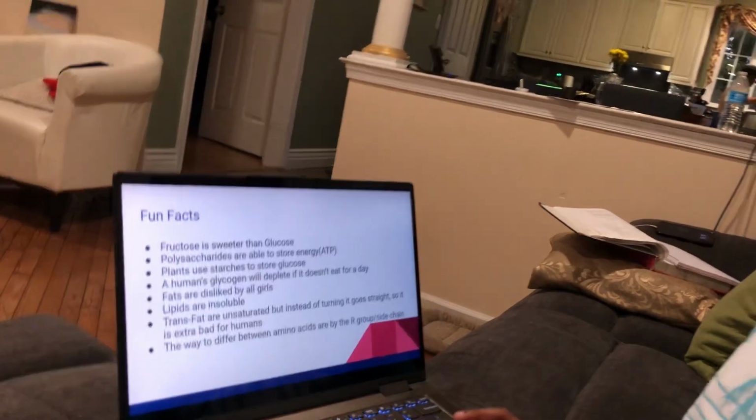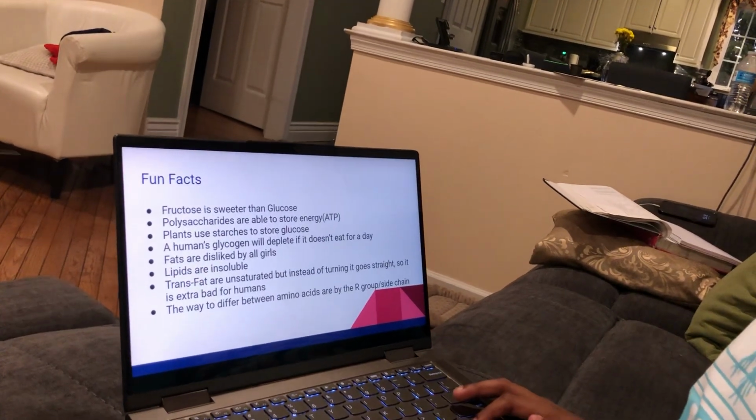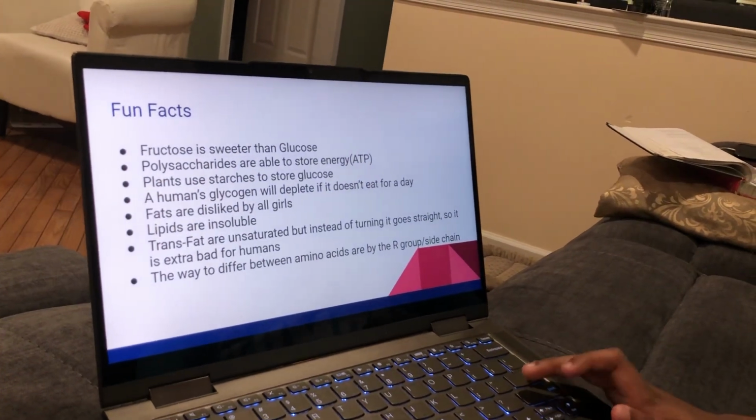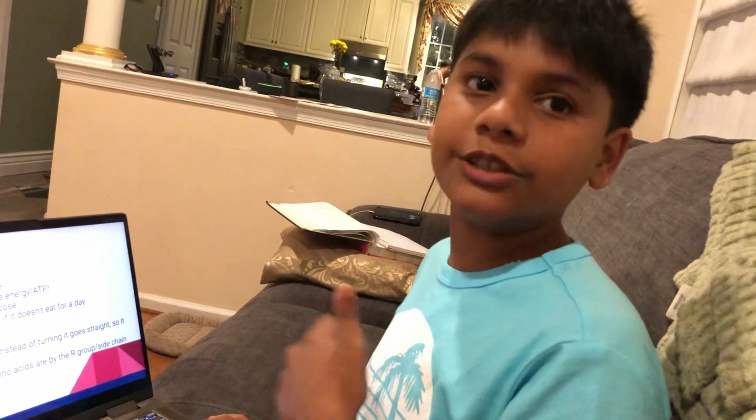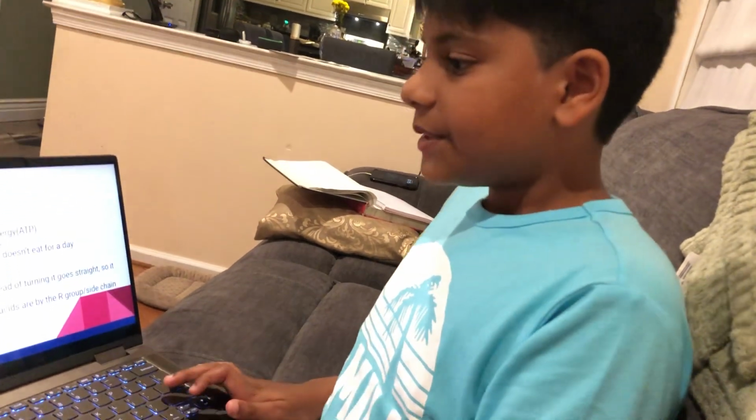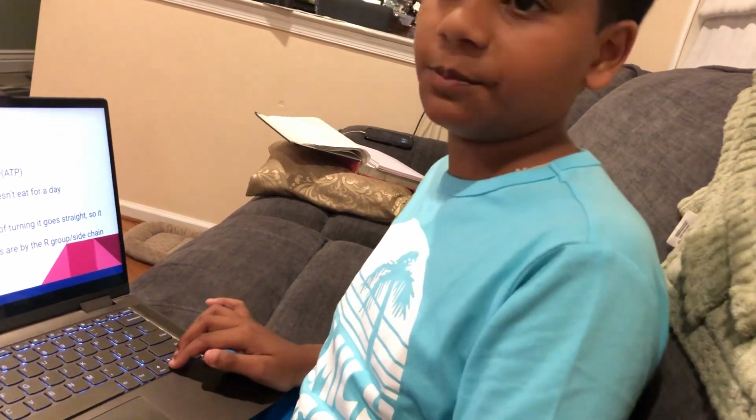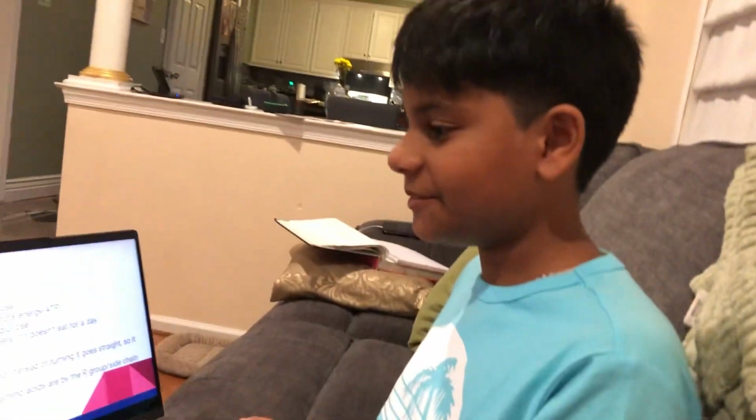And then we have some extras. We have some fun facts. Fructose is actually sweeter than glucose. It's found in fruits also. Polysaccharides are able to store energy, but in our bodies it's used as ATP. Plants use starches to store glucose. Humans' glycogen will deplete if one doesn't eat for an entire day.